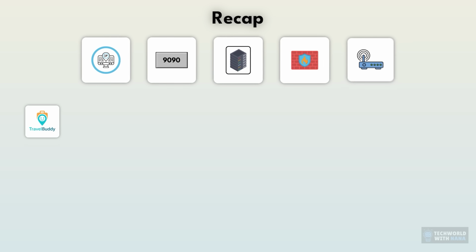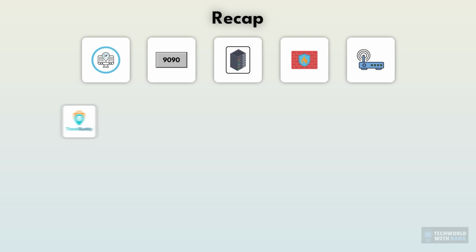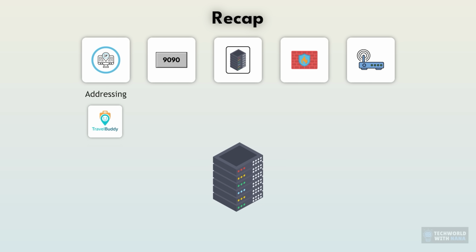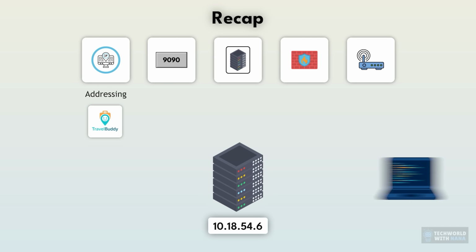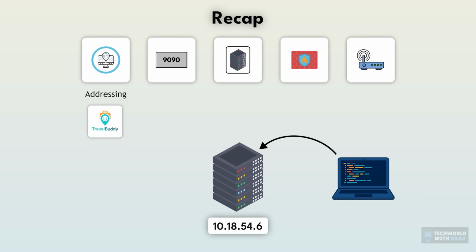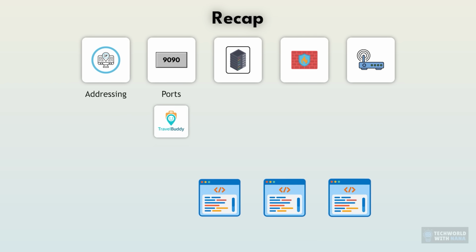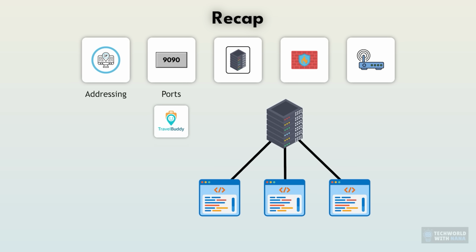So let's recap what we learned by following TravelBuddy's journey. We learned 5 basic foundational concepts of networking. First of all, every device needs a unique identifier, which is an IP address, so others can find it and talk to it. And DNS then translates human-friendly names to these IP addresses. Second, multiple applications on the same server need different doors to listen on so that traffic goes to the right application. So that's the concept of ports.